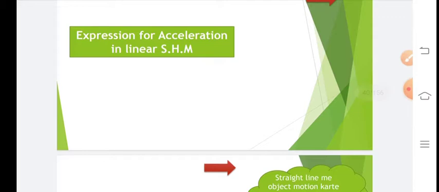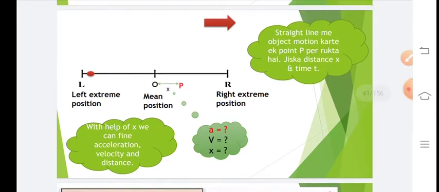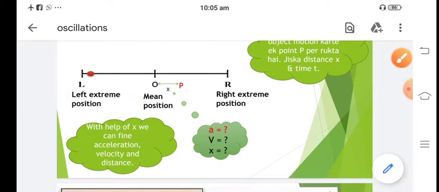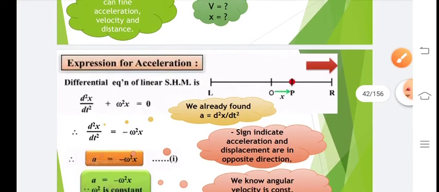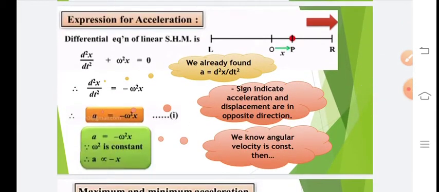Another one is the expression for acceleration in linear simple harmonic motion. So this is the example. Suppose this is the mean position of the object, this is the right extreme position, and this is the left extreme position. So in this example, what is the value of A, that is amplitude, what is the velocity, and what is the displacement. So first, what is the value of acceleration? So this is the expression for acceleration.